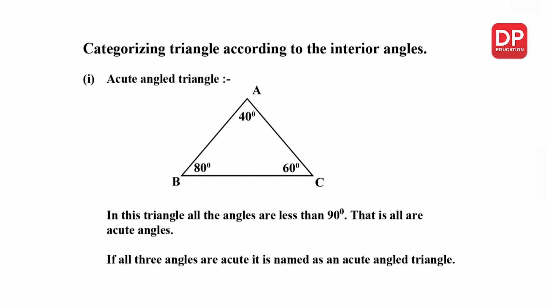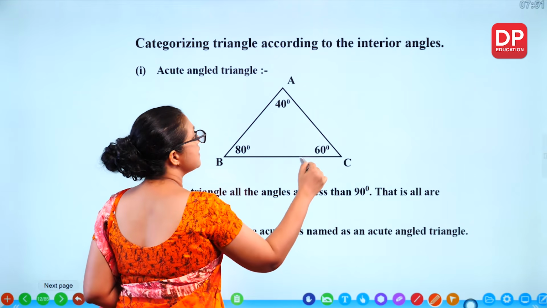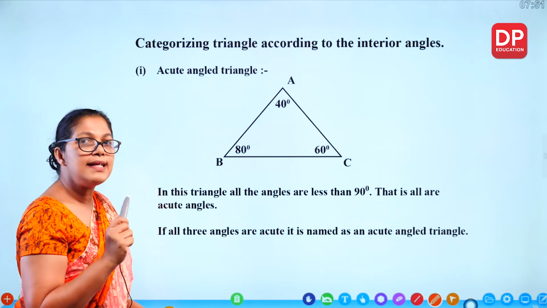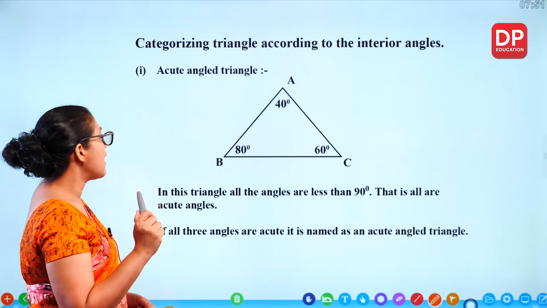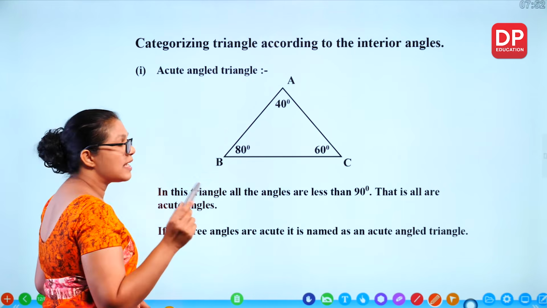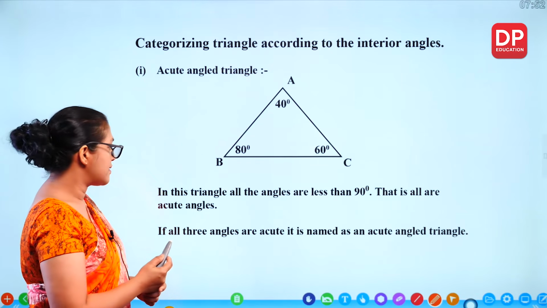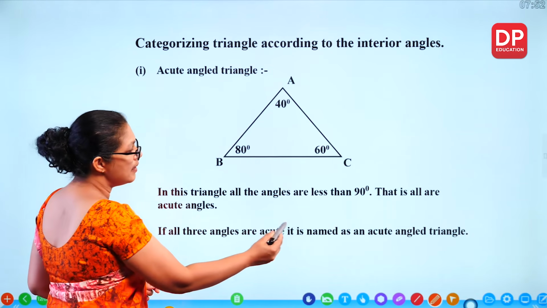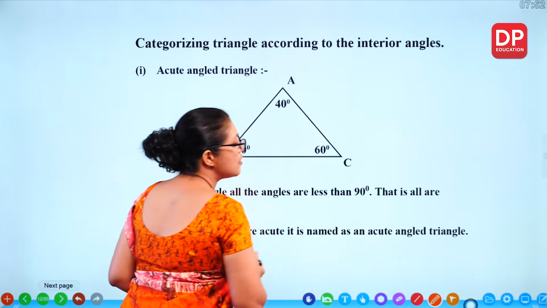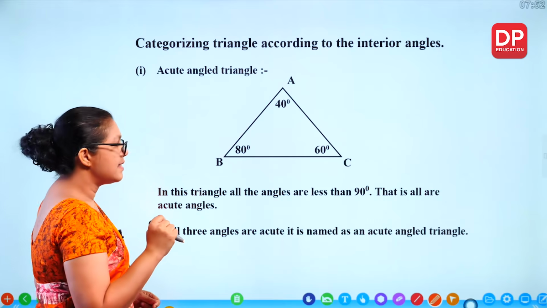Now we'll look at triangles according to the interior angles. The first one we call an acute angle triangle. Look at these values: 80, 40, 60. All angles are less than 90 degrees. All are acute angles. So when you get a triangle with all acute angles, we call it an acute angled triangle. Remember the term acute angled triangle when all three angles are less than 90 degrees.